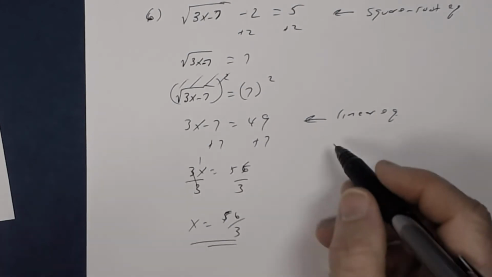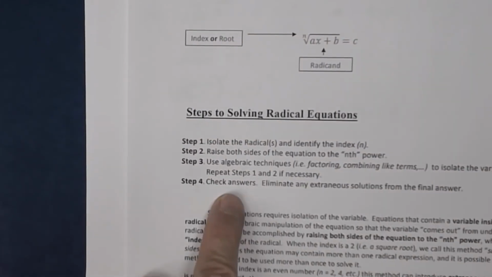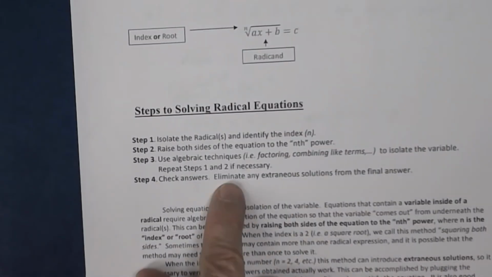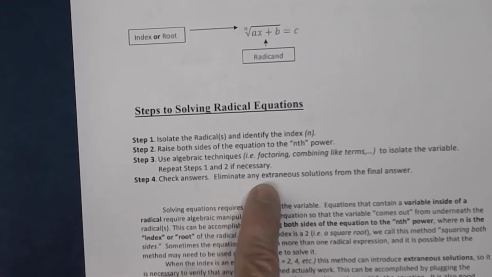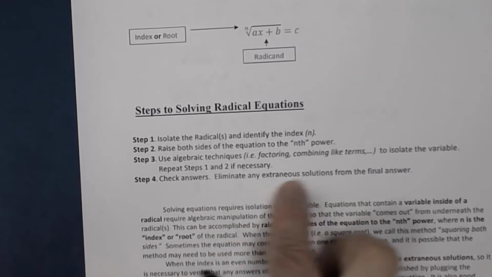Okay, now let's check, though. I raised both sides to an even power. So let's check our answers. Now, we hadn't talked about this yet, but it says eliminate any extraneous solutions from the final answer. That's going to be part 2.